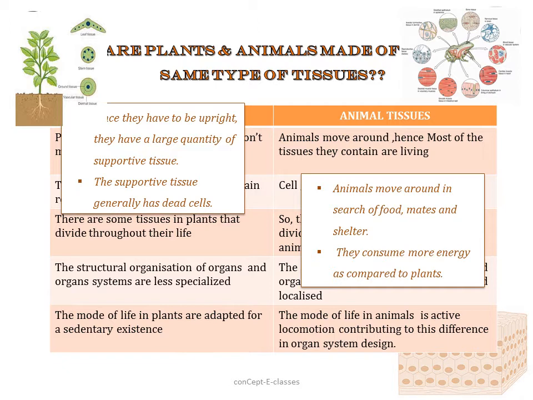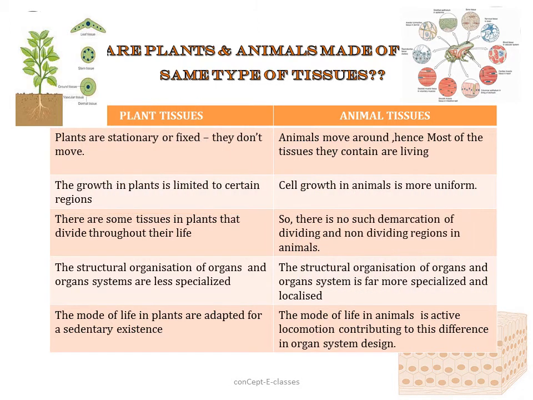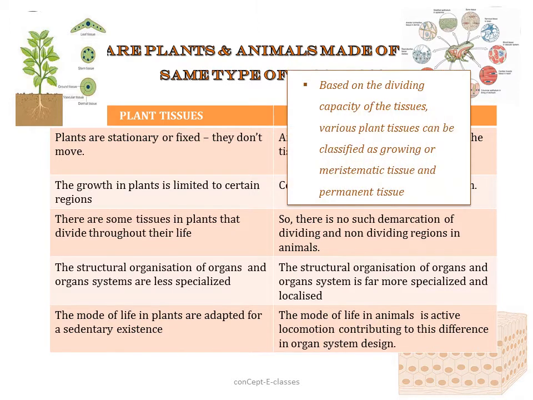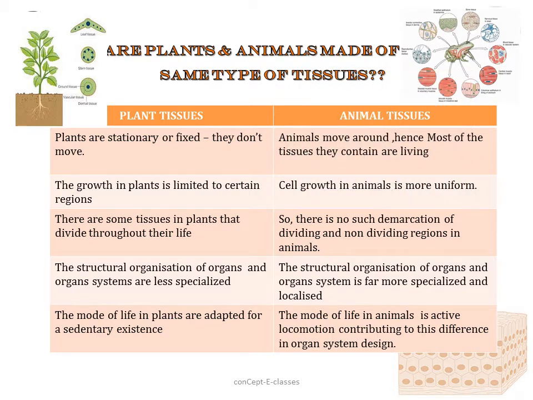Now, another difference between plants and animals is the pattern of growth. The growth of plants is limited to certain regions, whereas the cell growth in animals is more uniform. There are some tissues in plants that keep on dividing throughout their life, and they are localized in certain regions. Based on this dividing capacity, plant tissues can be classified into meristematic and permanent tissue. We'll study more about this in the following slides. Whereas in the case of animals, there is no such borderline of dividing and non-dividing regions.